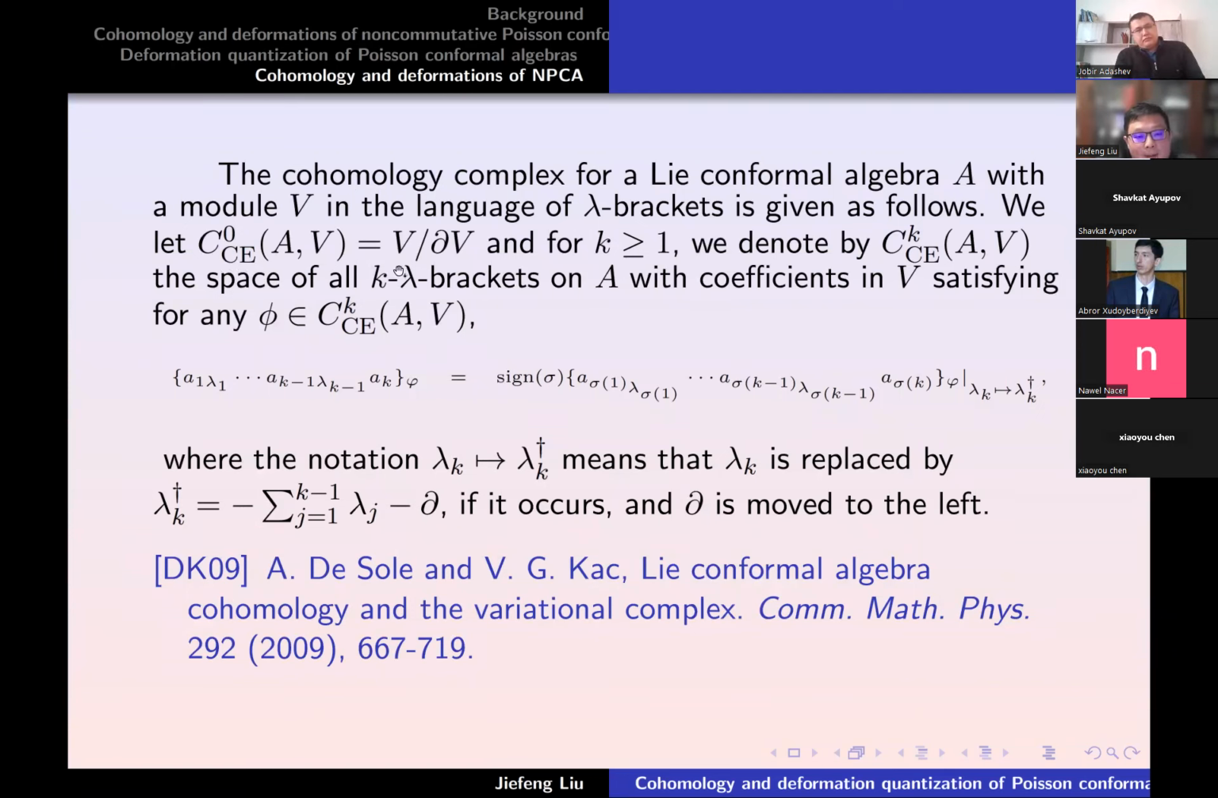We also let C_E^0(A,V) be V over partial V. And for k greater than or equal to 1, we denote by this symbol the space of k lambda brackets on A, with the coefficients in V, satisfying the extra condition. This is just the anti-symmetric condition. It's a little complicated. This formula is given by Kac and co-authors.